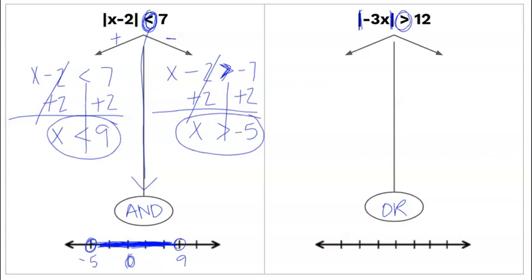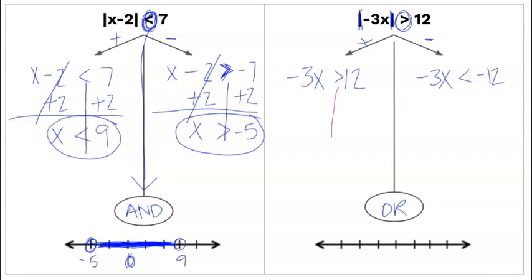And then I can now do my positive case and my negative case. So I have -3x is greater than 12. That positive case really just gets rid of those absolute value bars. Then my negative case, I'm going to do -3x. I'm going to flip that inequality sign to less than, and I'm going to make that +12 -12.